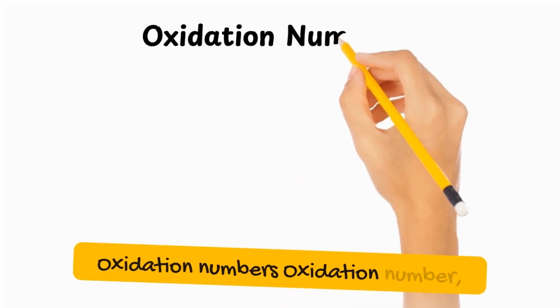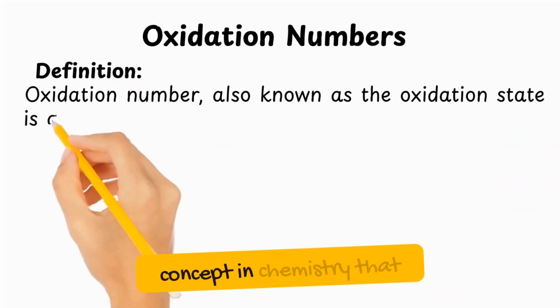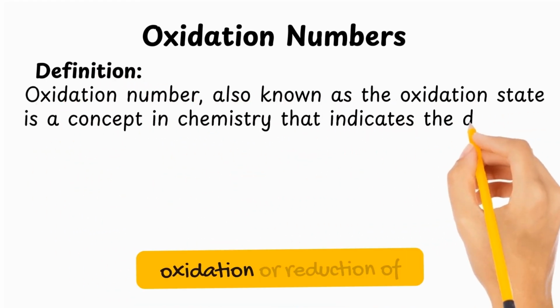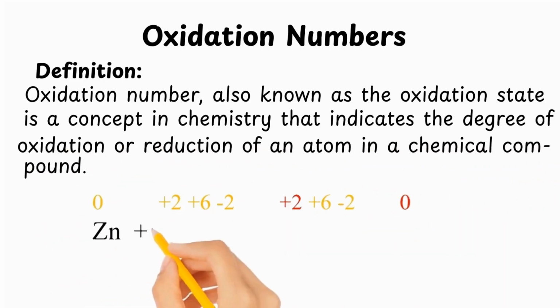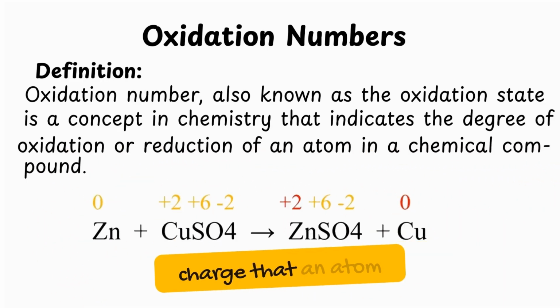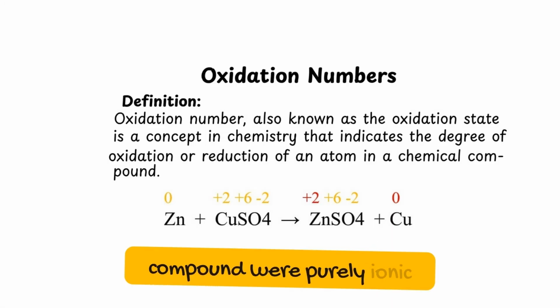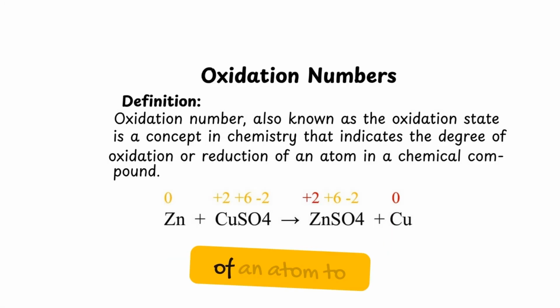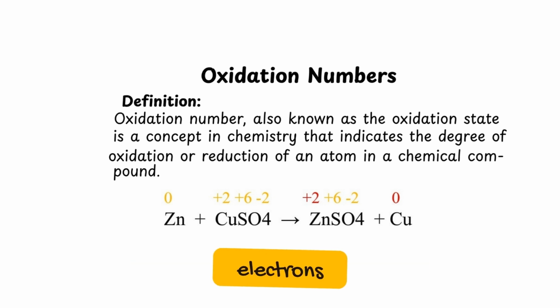Oxidation numbers. Oxidation number, also known as the oxidation state, is a concept in chemistry that indicates the degree of oxidation or reduction of an atom in a chemical compound. It represents the hypothetical charge that an atom would have if all the bonds in the compound were purely ionic. It reflects the ability of an atom to acquire, donate, or share electrons.